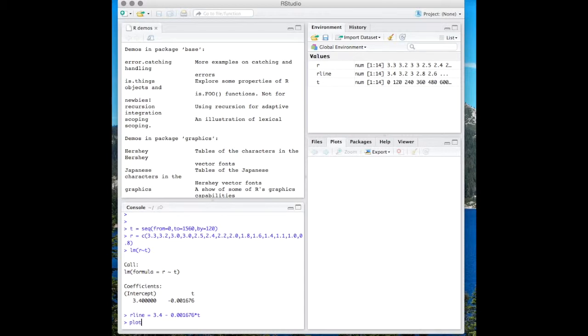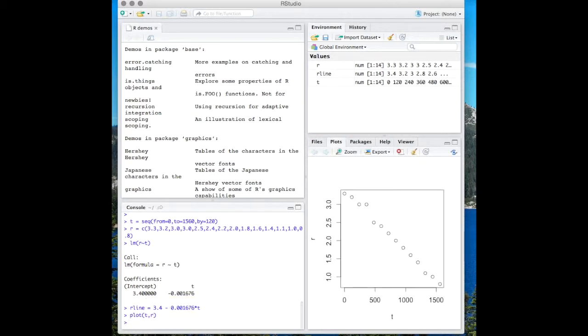So the first thing we have to do is tell it to plot. So we tell it to plot T and R, and it always goes X value first, Y value second. So T is our X value here, R is our function value. So when I hit enter, I get a plot, and these are all just the data points.